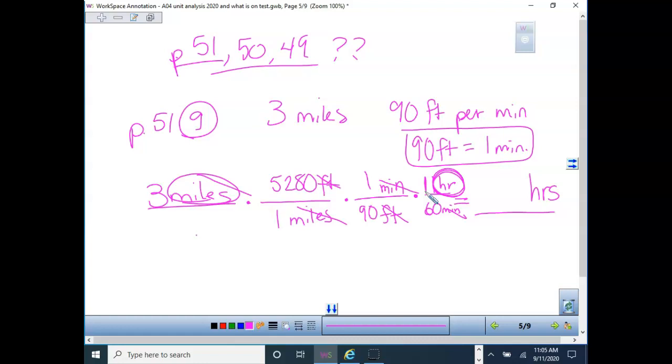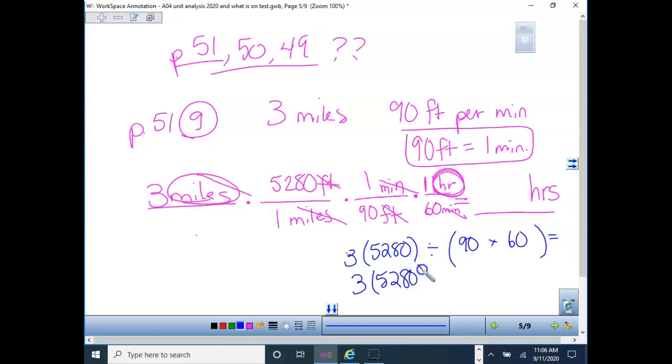And so this is the other thing when some of you are putting these in your calculator, is just making sure, if you put this in your calculator, you might put 3 times 5,280. Then you're going to get division, and you have a couple of options. You can put this in a parenthesis and do 90 times 60 and then hit equal. Or you can do 3 times 5,280 and you can divide by 90, and then you can take that answer and divide it by 60. And you should get the same answer, which is a little less than 3 hours that you are walking.